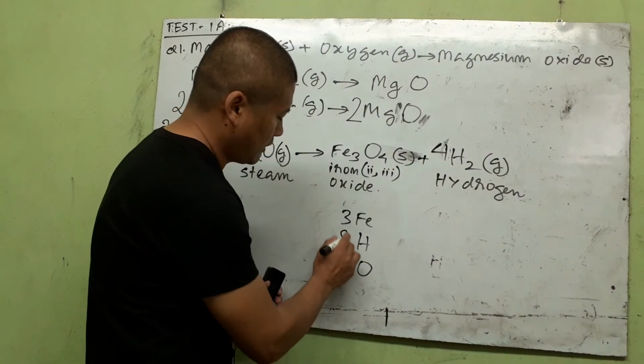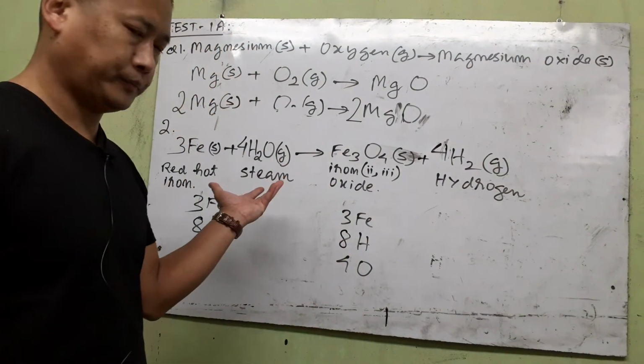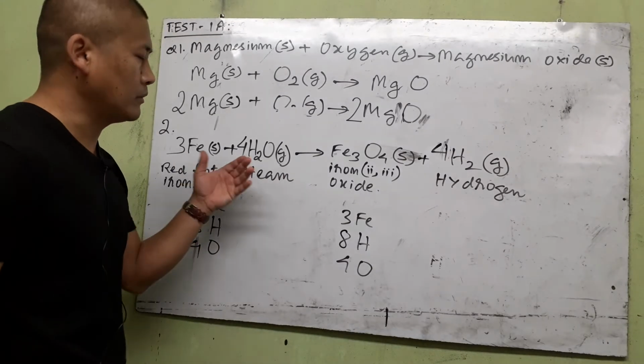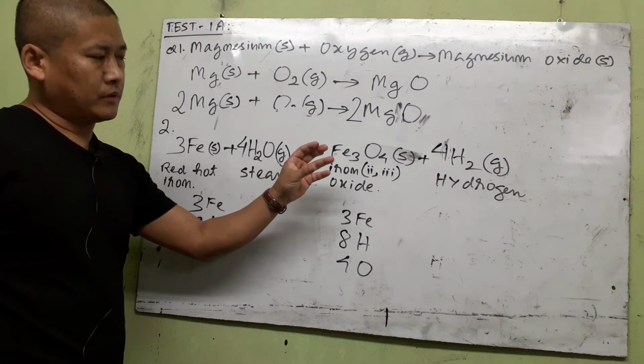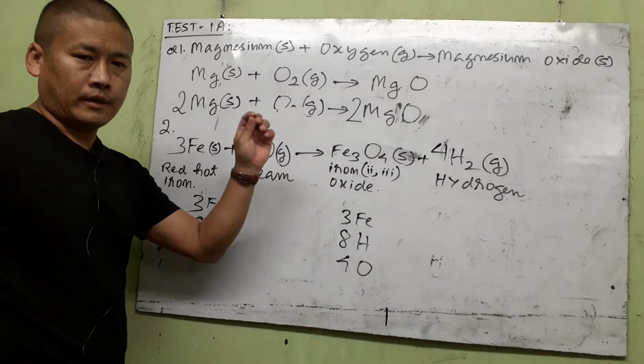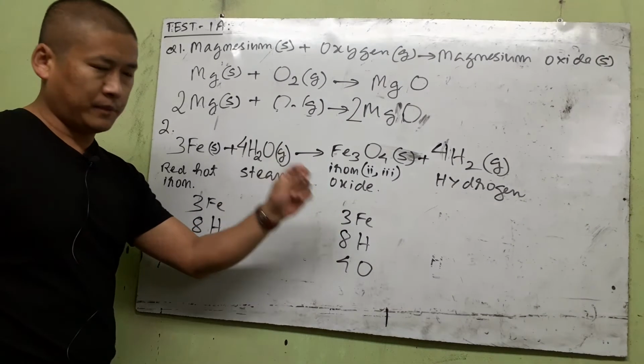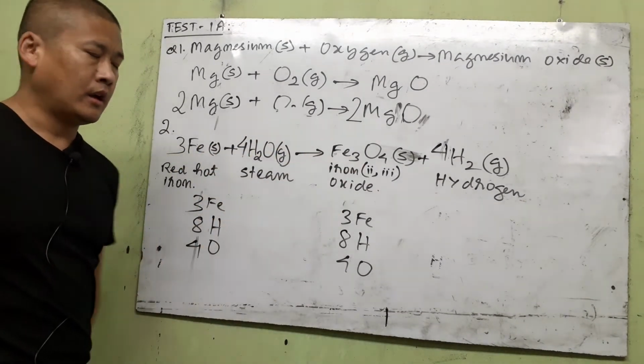So it's now balanced. Every atom on the left side of each type is now exactly equal to the number of the same types of atoms on the right side. That is called a balanced chemical equation. This is our answer. So let us read it.